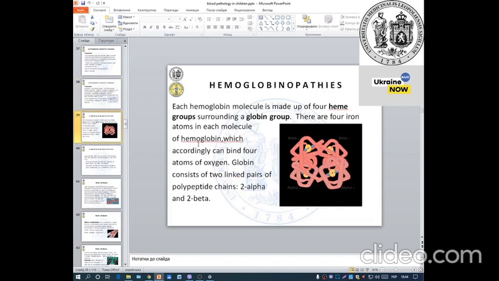Before talking about the inherited disorders of hemoglobin synthesis, hemoglobinopathies, let's mention the structure of hemoglobin. Each hemoglobin molecule is made up of 4 heme groups surrounding a globin group. There are 4 iron atoms in each molecule of hemoglobin, which accordingly can bind 4 molecules of oxygen. Globin consists of 2 linked pairs of polypeptide chains, 2 alpha and 2 beta.